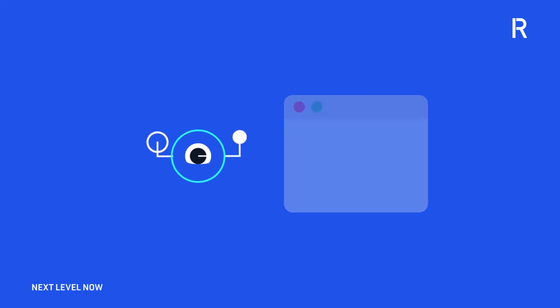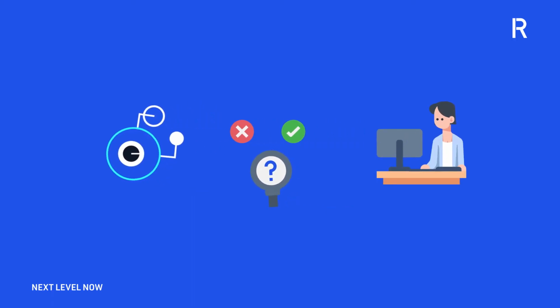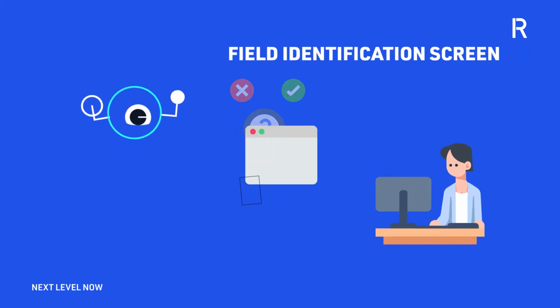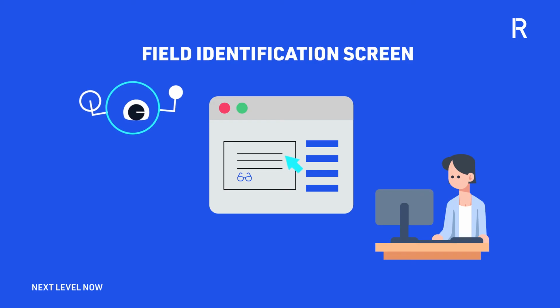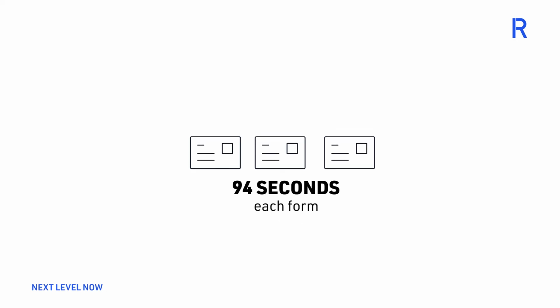However, if the machine does not transcribe with enough confidence, it will bring a human in the loop to validate, correct, and teach the AI to identify the right fields, using a field identification screen, helping the AI to grow smarter over time. Prior to automation, it took an associate 94 seconds to process each form. Now it takes them 16 seconds.